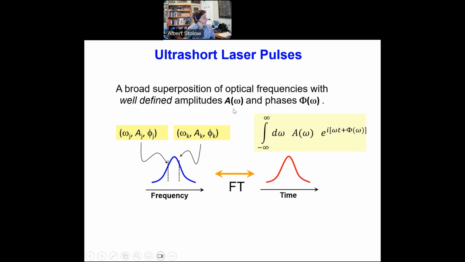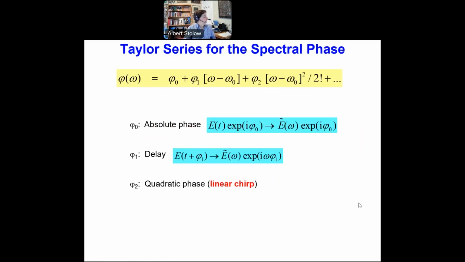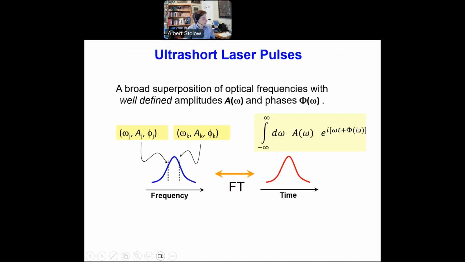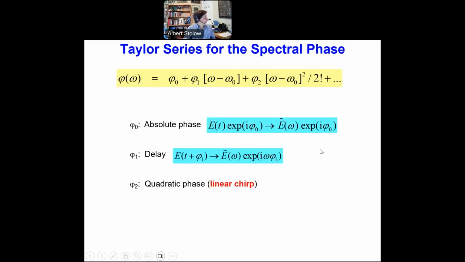I understand it in terms of the amplitudes and the phases of all of the individual colors that make up that pulse. How do I describe the phase? Well, what people typically do is they say, well, there is some phase and it's going to vary slightly across my pulse. So I'm going to do what mathematicians do, which is I'm going to do a Taylor series expansion of this phase, this φ(ω), this term here in the exponent. There's a linear term, which is basically the same thing as a time delay, but there could be a quadratic term in the phase, and this is something that's called a linear chirp, and this is what I want to talk about.